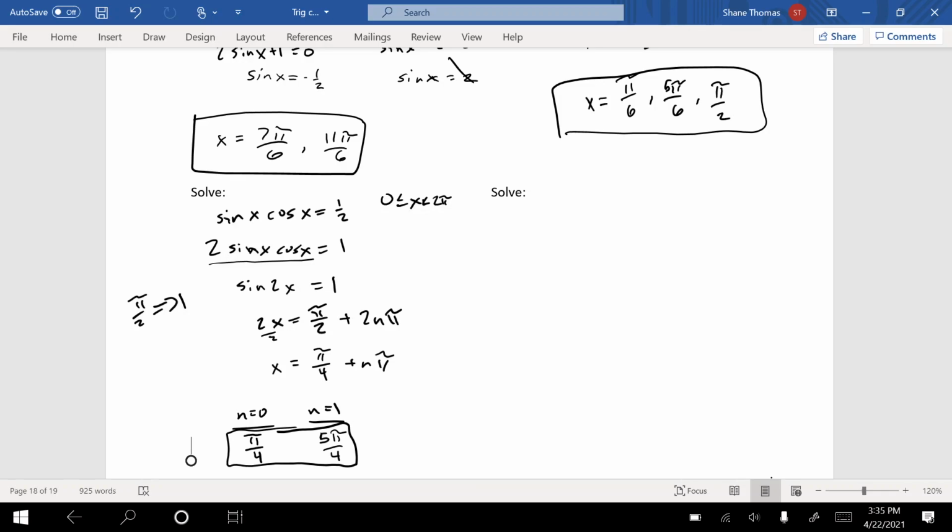All right, last one for this lesson. This one we're going to use sine of x minus cosine of x equals 1. And that's going to be for 0 is less than or equal to x is less than 2 pi. Same interval as we've been working with.